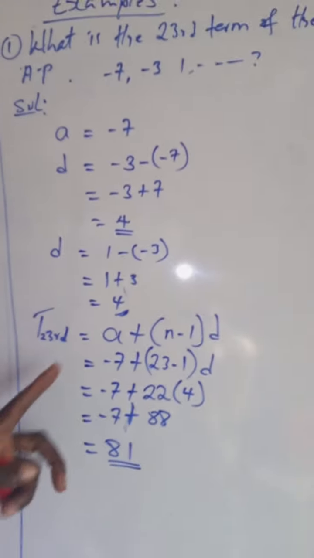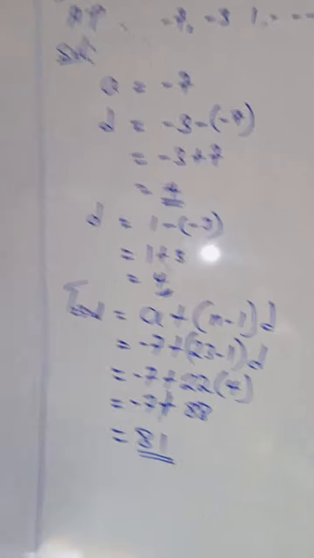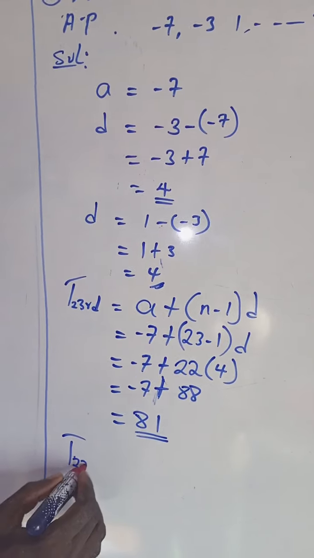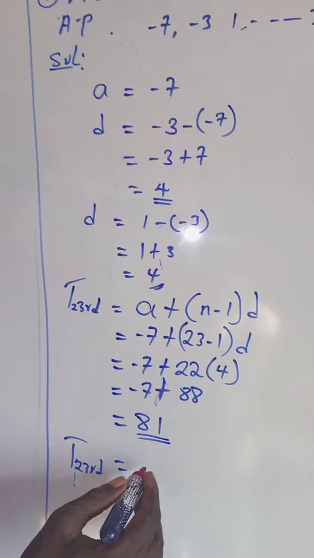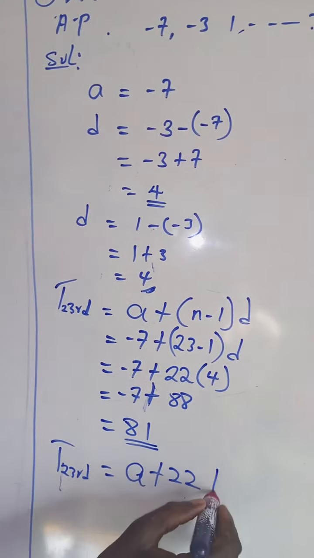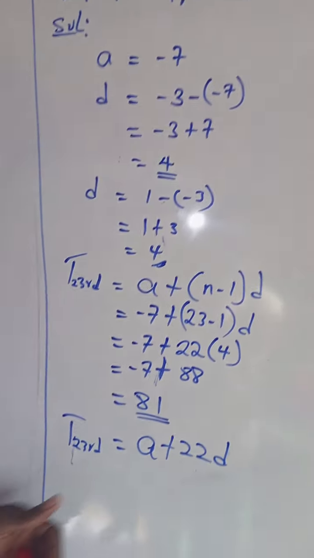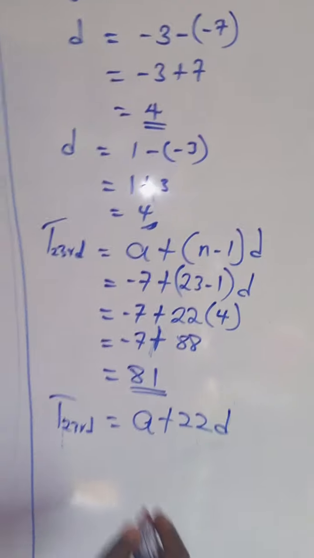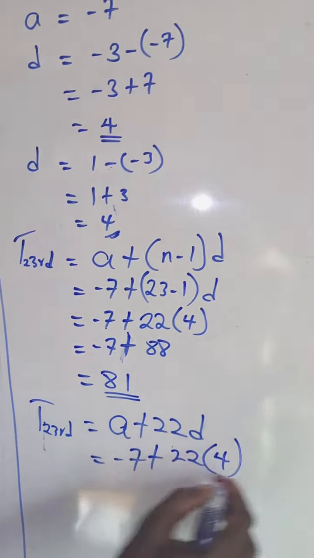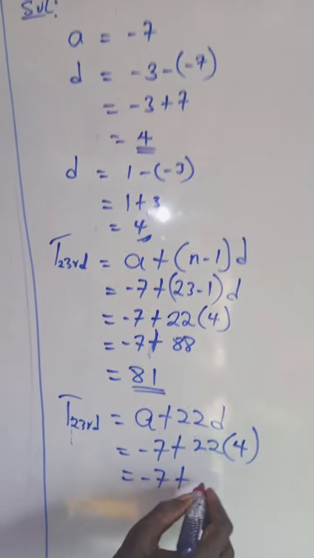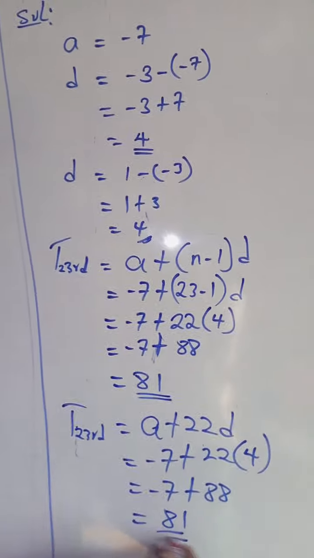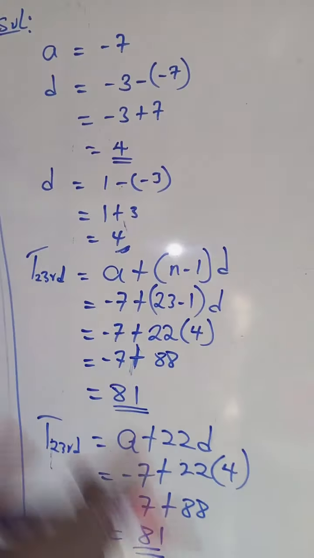Let me still apply the shortcut that I call the shortcut method. The 23rd term is a plus 22d; I just subtract 1 from the 23. So from here you see it's the same thing, and eventually I will have 81. Now let's still proceed.